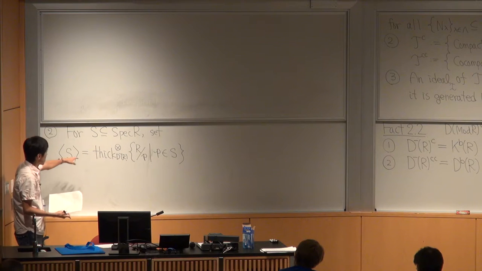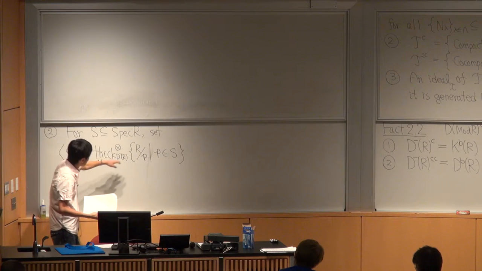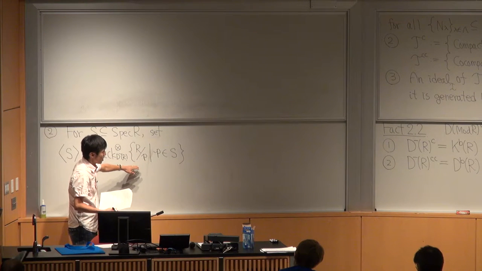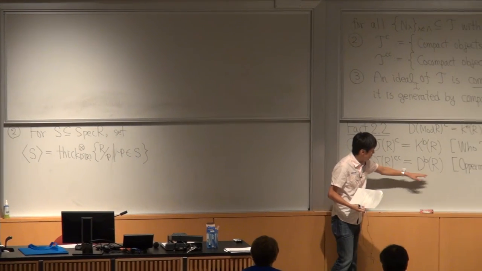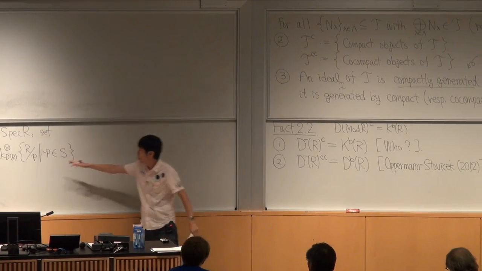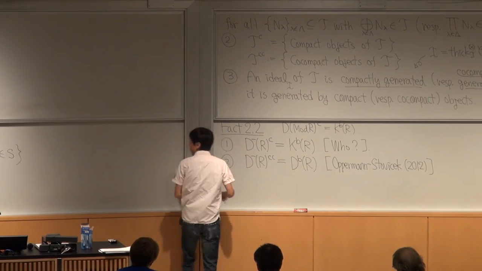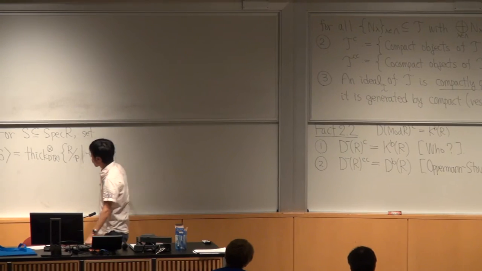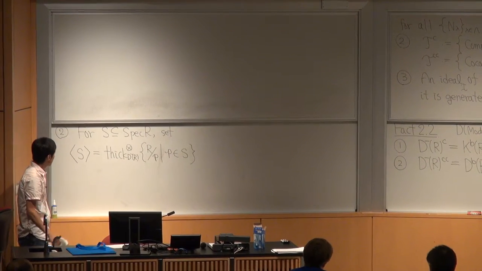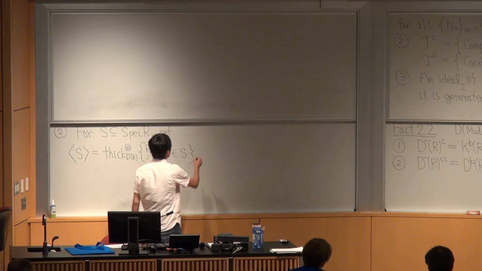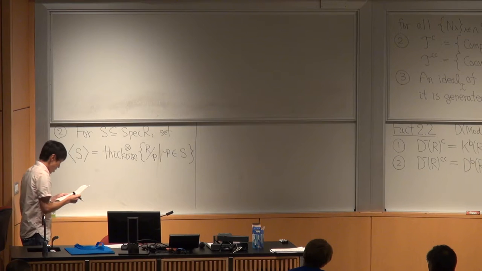So in particular, this is a co-compactly generated ideal because R mod P is in D minus R. R mod P is of course a module, so it is in particular in D minus R, so this ideal is always co-compactly generated.